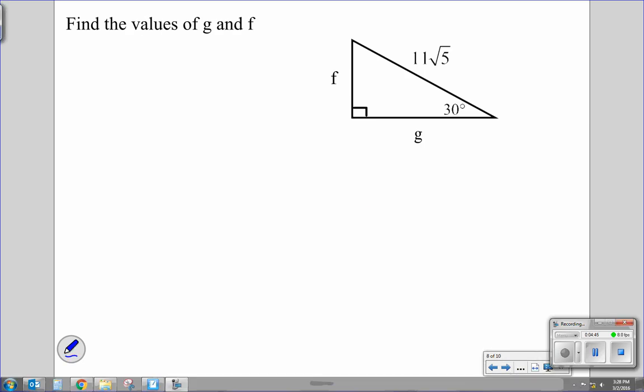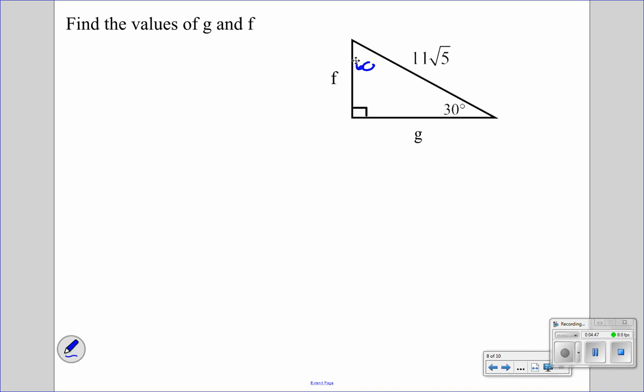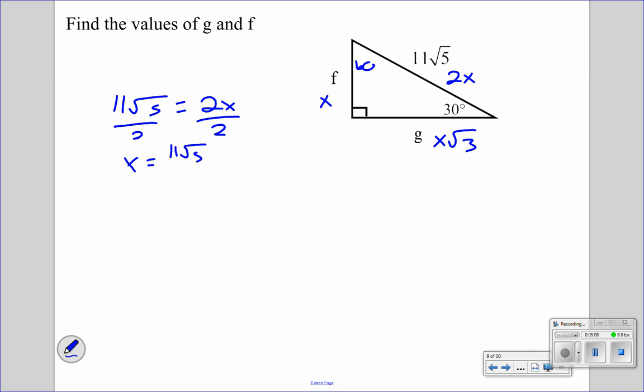All right, this triangle is a 30, 60, 90, which means x goes across from our 30, 2x goes across from our 90, and x times the square root of 3 goes across from our 60. So we can set 11 times the square root of 5 equal to 2x. Divide by 2. x equals 11 square roots of 5 over 2. All right, so that is our f value.